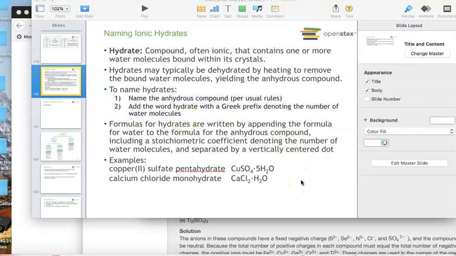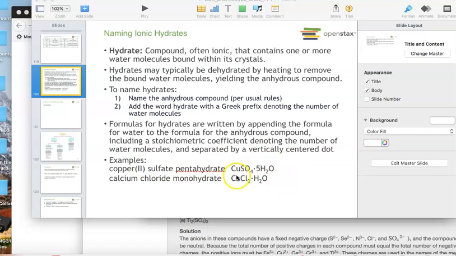All right, so formulas for hydrates are written by appending the formula for water to the formula for the anhydrous compound, including a stoichiometric coefficient denoting the number of water molecules, separated by a vertically centered dot. Okay, so here are some examples.